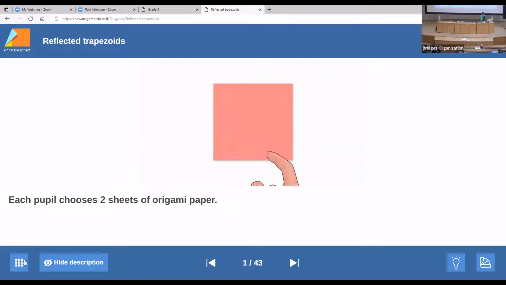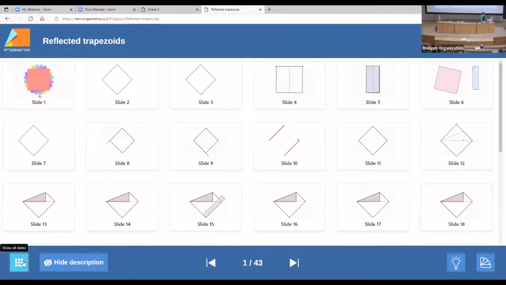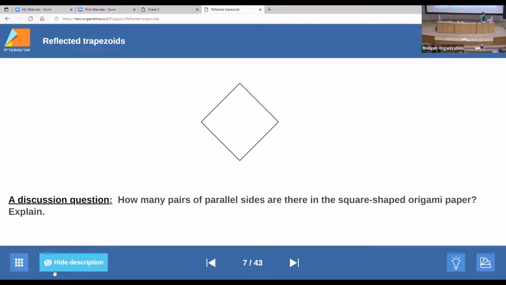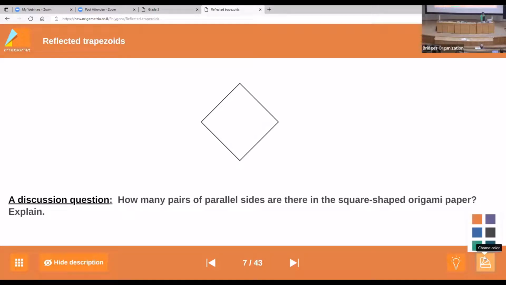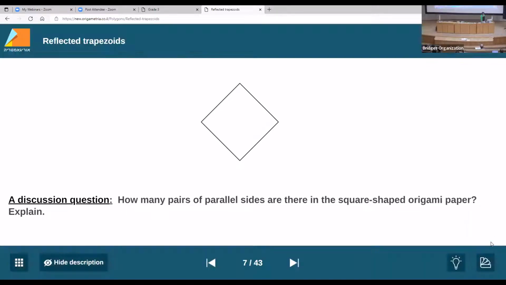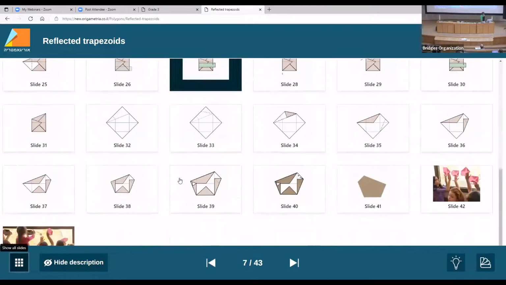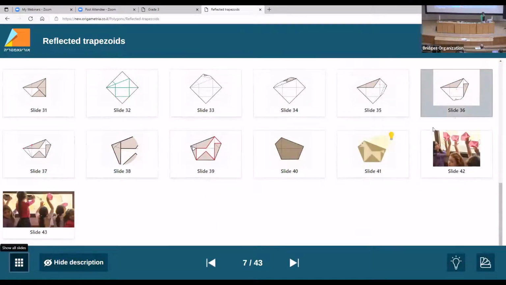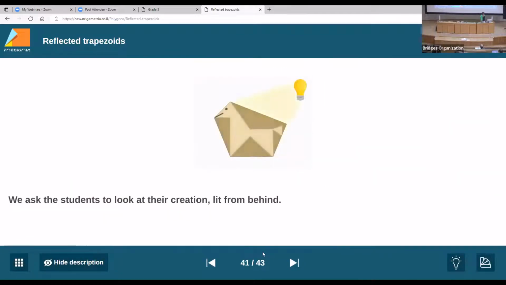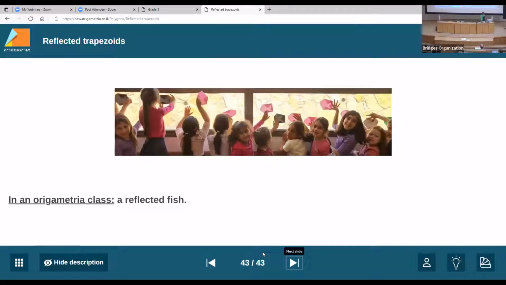If the teacher wants to see all the steps, she can press here and go to a certain step she wants. If she wants to hide the text, she can press and the text will go. If she doesn't like the blue and she wants orange, she can change the color. When she finishes teaching the lesson, let me show you here. Go to the end, almost to the end. Usually in the end, yeah, here it is.